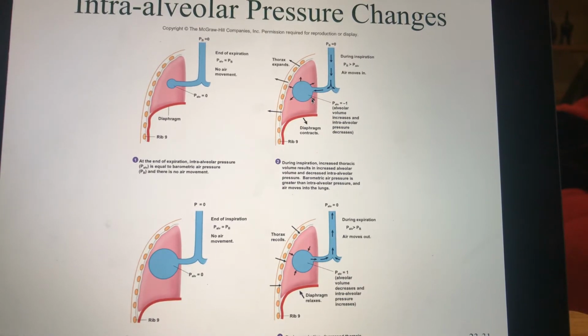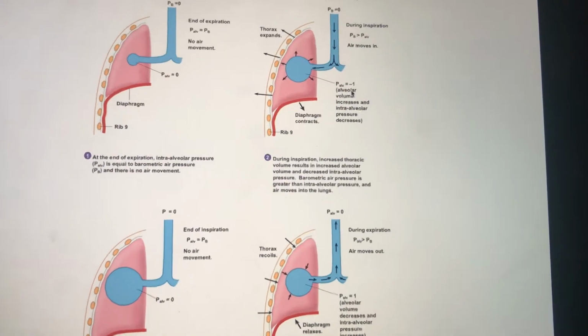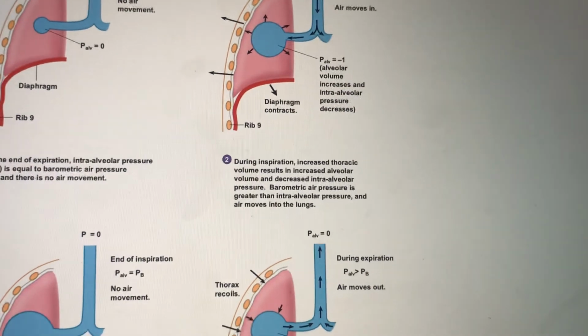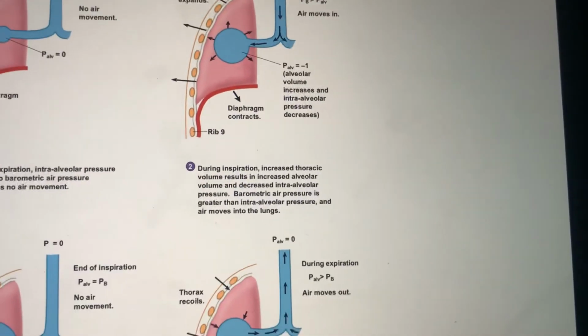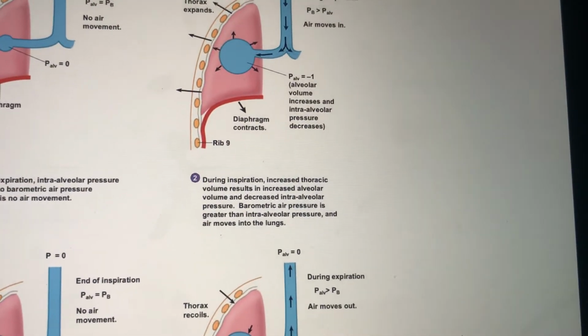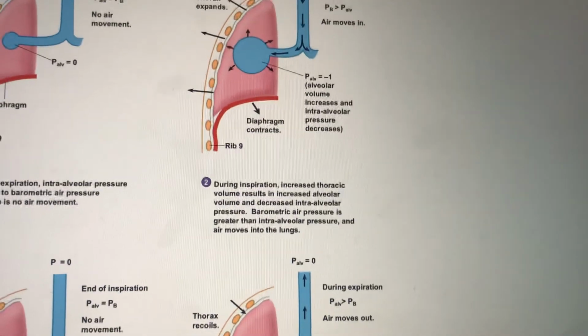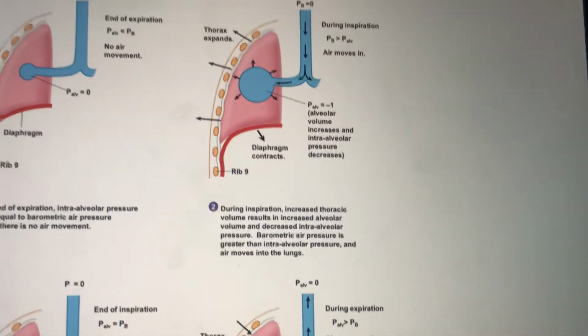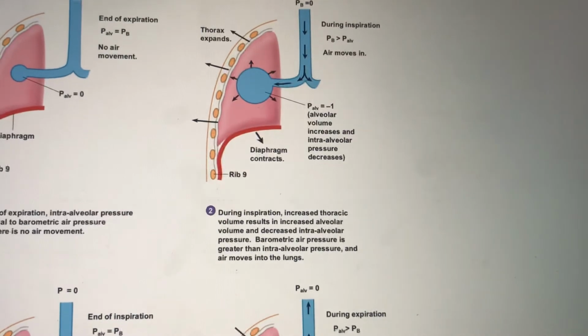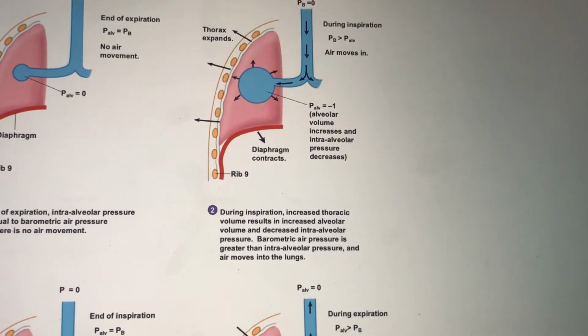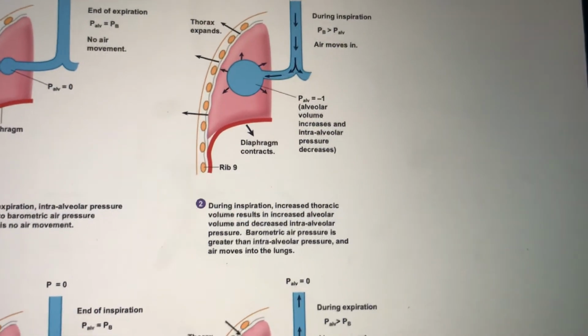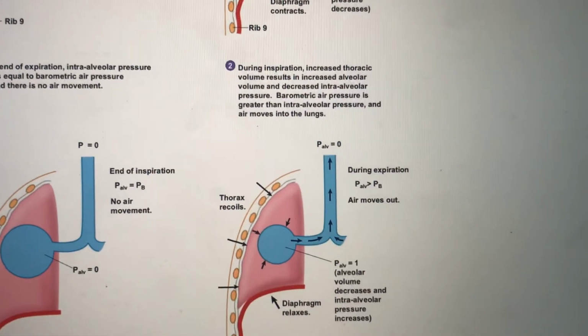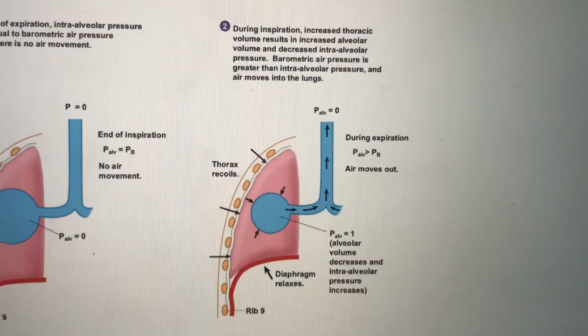As we see an increased volume, notice that now we see a decrease in pressure. And the pressure now becomes -1. As the pressure becomes -1, over here, there's negative pressure. And with that negative pressure, air is going to go from higher pressure to the lower pressure. Perfect. That's inspiration. Now, as we expirate, the exact opposite thing happens.